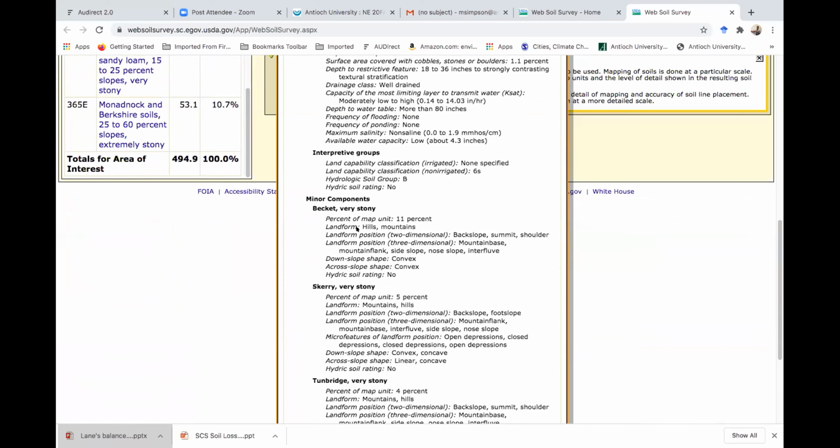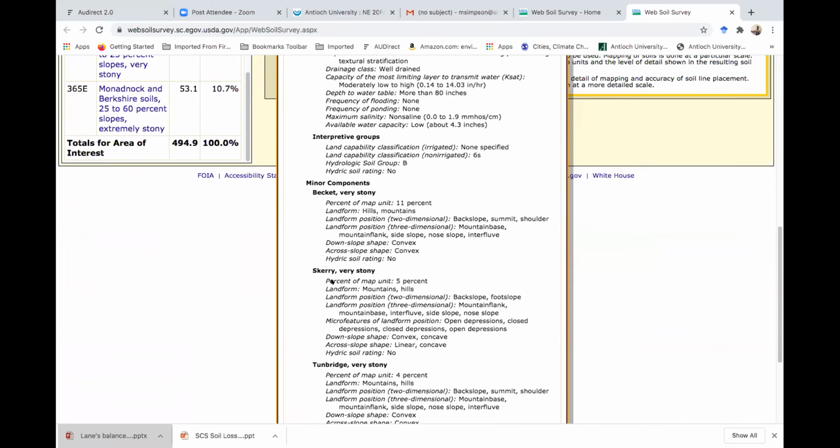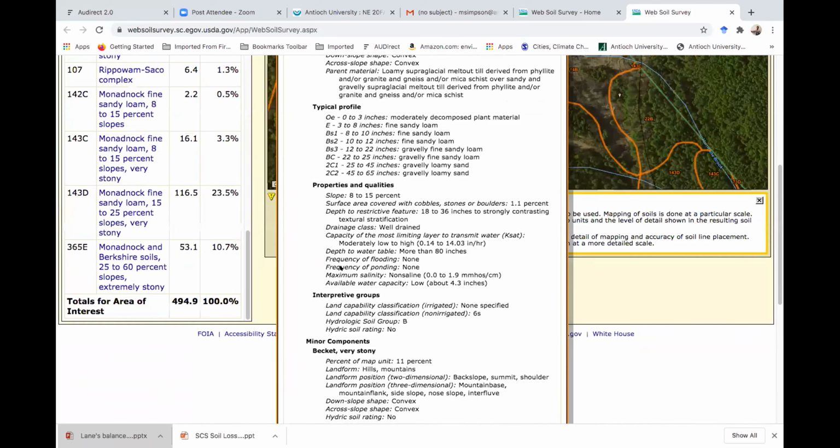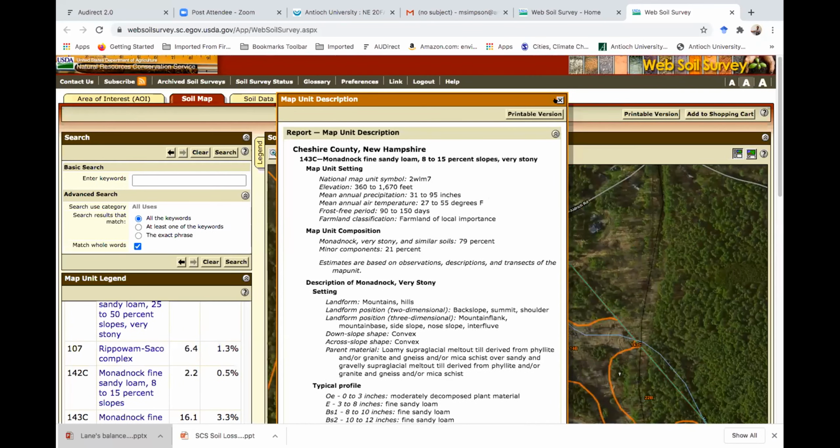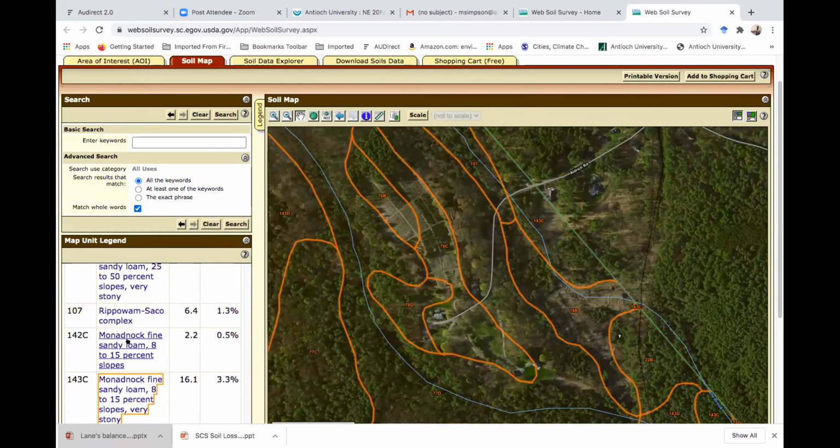It gives you minor components. What this means, just to let you know, is that the mapping of the soils has a certain precision and accuracy. They field test some of it, but they also use satellite imagery to map it, okay? And so there's a certain precision and accuracy, and within that, you could have these other soil types. That's all that's saying. Though it's primarily Monadnock soil. So that's what it is. When I double clicked on it, it gave you the soil type.